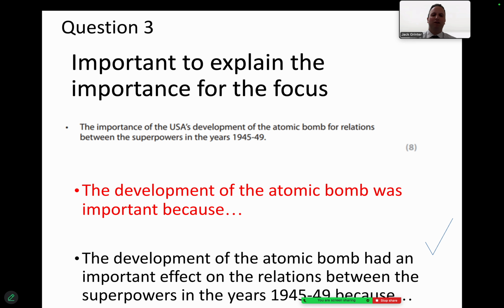Okay, the key thing for this question is, whenever I mark students' work, it's about making sure that the knowledge is focused on why it's important for whatever the focus is. For example, this will be one we're looking at later on: why is the US development of the atomic bomb important for relations between the superpowers in the years 1945 to 1949? It's important that whatever your knowledge is, you're focusing on why it's important for the relations between the superpowers. So rather than just saying it's important because, you want to say why it's important for those relations.